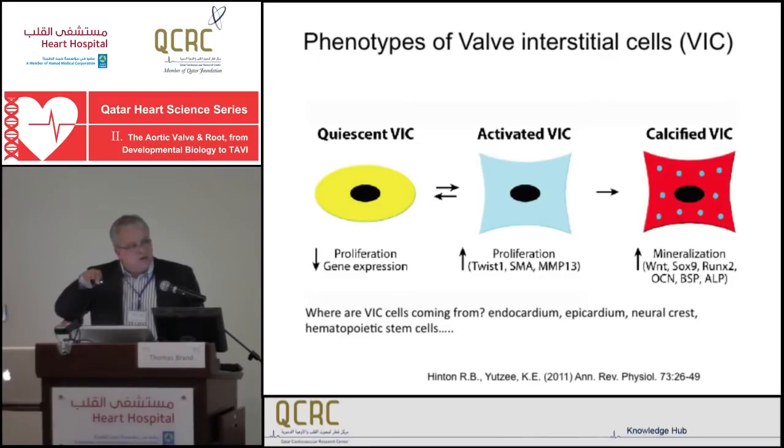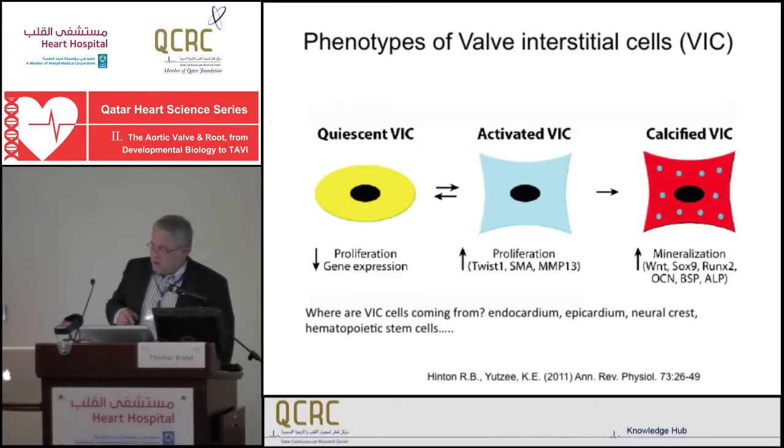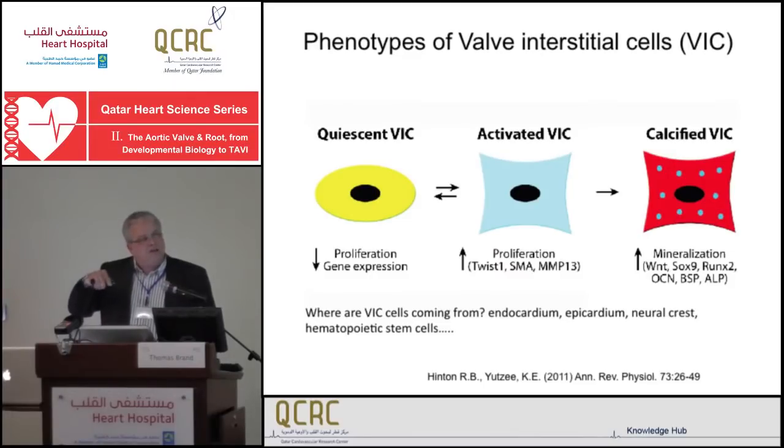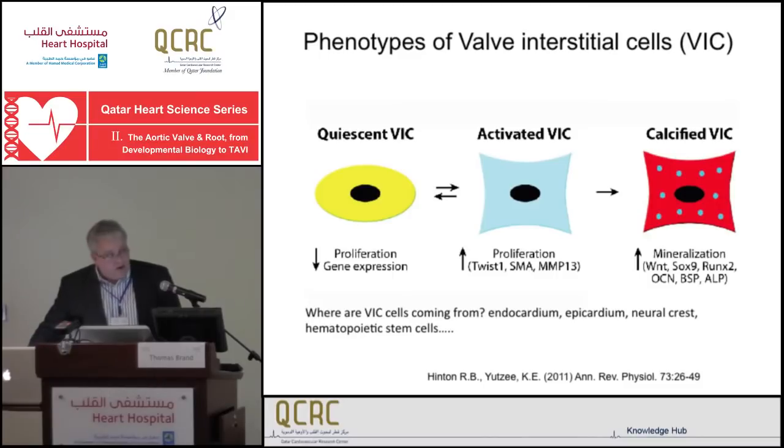An important and not yet clarified question is where those valve interstitial cells are actually coming from. Are they endocardial, epicardial, neural crest derived, hematopoietic stem cell derived? There's certainly room for further analysis of where those cells that are involved in pathological valve remodeling are actually coming from.